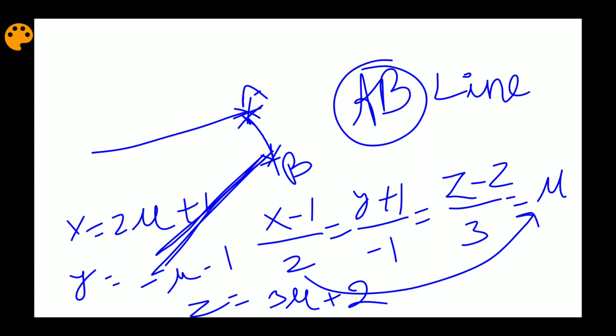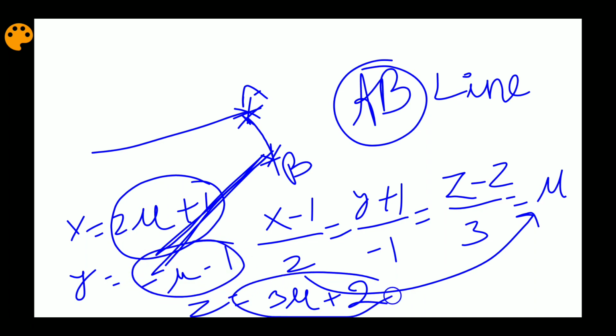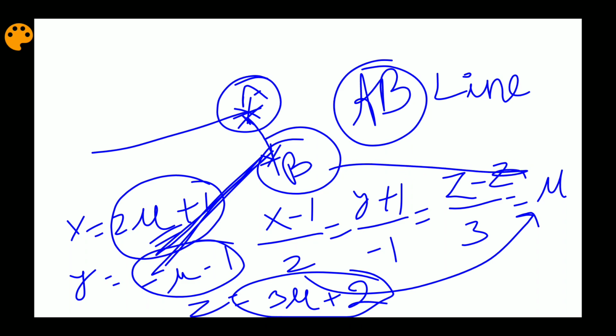So this is the value of this point B in terms of mu: (2 mu plus 1, minus mu minus 1, 3 mu plus 2). You got the value of point B in the form of mu. In the same way you will calculate the value of point A in lambda. Don't take mu again because you have already used mu for B; now you will take lambda, and there you will find the general point of point A.